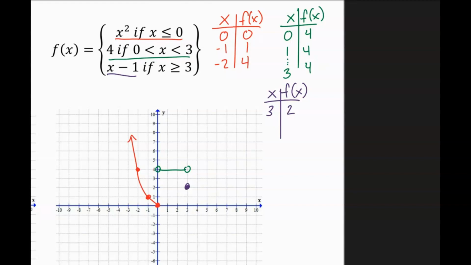Then when x, I'll go up 1. When x is 4, what's f of x? 3. Sorry. Good, yes. So we have that. And then you can see, okay, yes, this is making sense here. My slope is 1, so I am going up 1 over 1 each time. And that's my line.